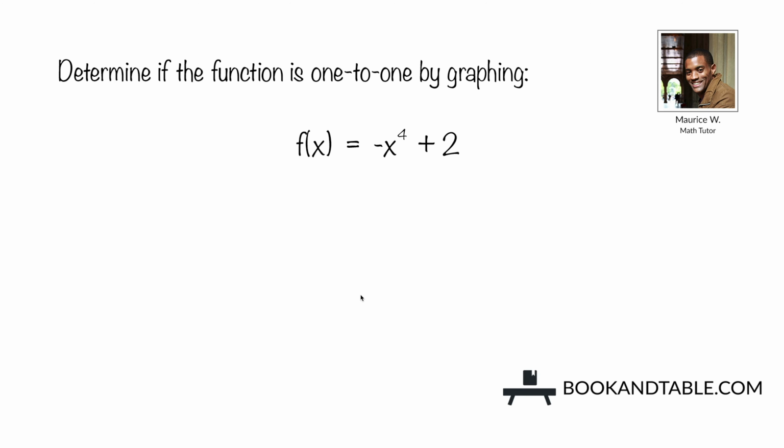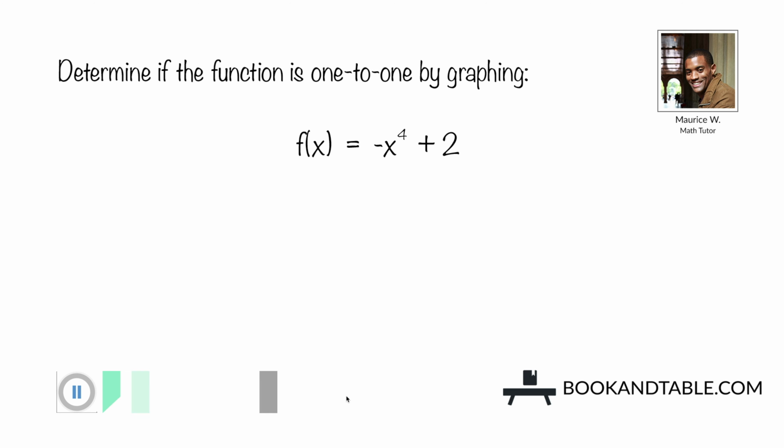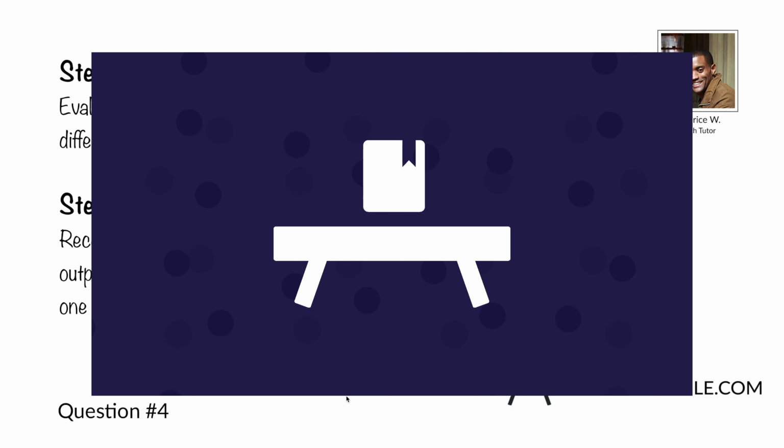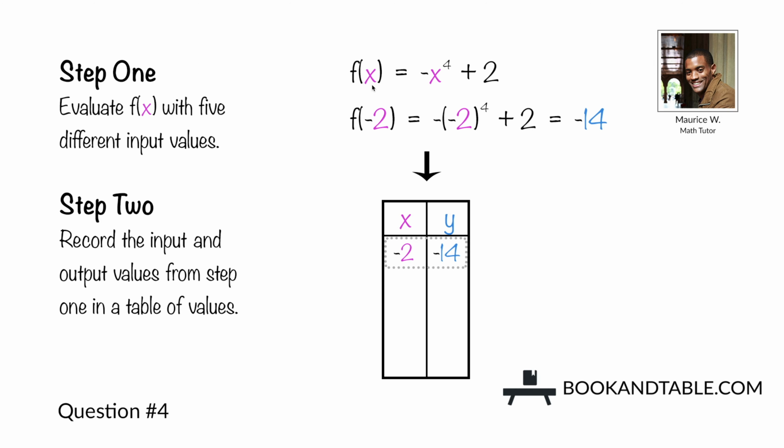Determine if the function is 1 to 1 by graphing. And we are given f(x) is equal to negative x to the 4th plus 2. Pause the video, answer this question, and then press play when you are ready to begin. Step 1, evaluate f(x) with 5 different input values.